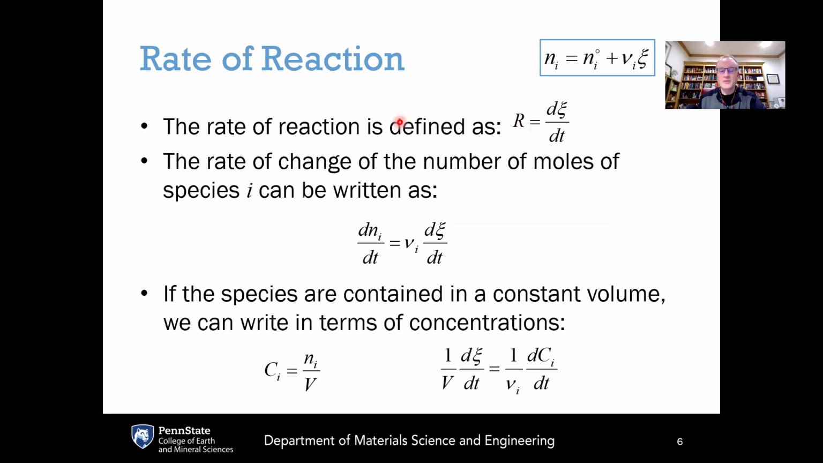The rate of the reaction is defined as shown here. So the rate is this capital R, and the rate is the time rate of change of the extent of reaction. So in this upper right-hand corner, we've got this general formula for how the number of moles of each species i is evolving. The little n sub i is equal to the initial amount plus the stoichiometric coefficient for that component i times the extent of the reaction.